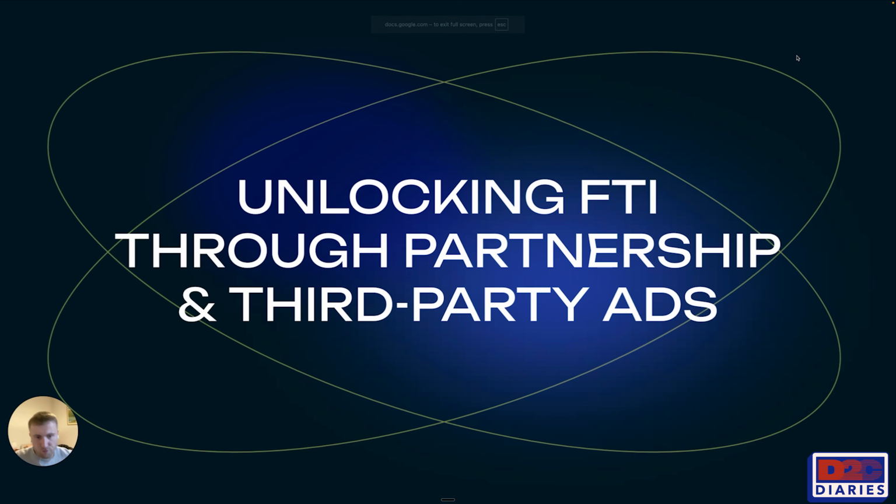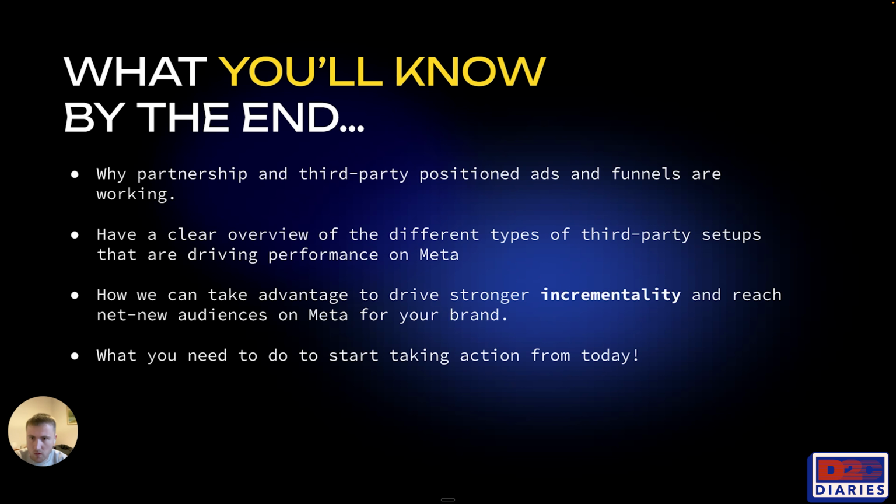So today we're going to be going through unlocking first-time impression ratio and incremental reach through partnership and third-party whitelisting ads. By the end of this session, we hope that you'll know why partnership ads and third-party positioned ads and funnels are working, have a clear overview of the different types of third-party setups that are driving performance on Meta today, and how we can take advantage to drive stronger incrementality and reach net new audiences for your brand. And then towards the end, we've got some really clear action points that we think everybody who's watching this video should take and get started from today to drive performance into Q4.